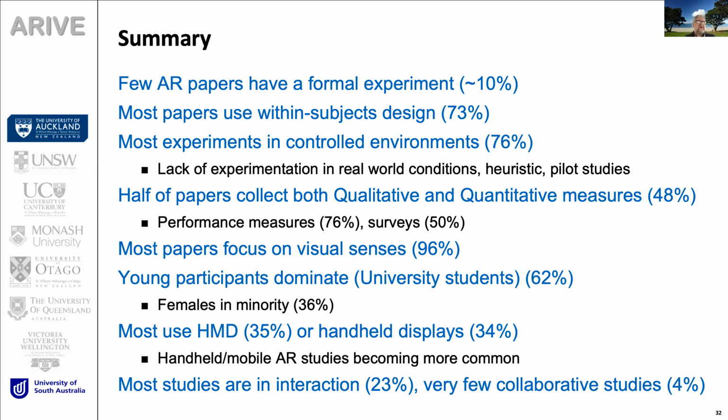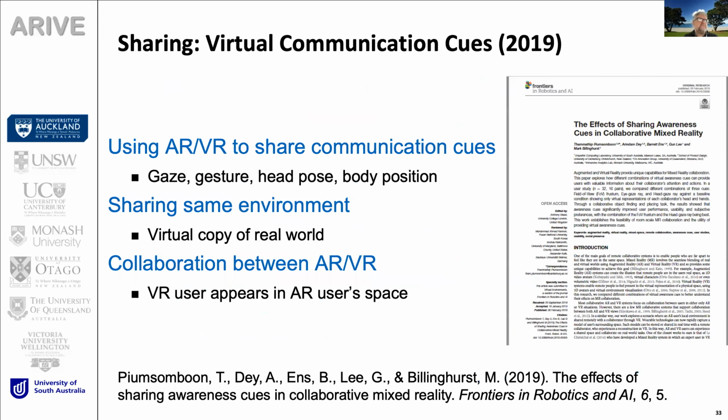So I want to talk now about some more recent work that I've done that are collaboration studies, and show some newer techniques we've used in those studies. So first of all, we wrote a paper a couple of years ago talking about using AR and VR to share communication cues between two people doing a collaboration task. So the basic idea was you had a person in the real world with an AR headset on, and they scanned their real environment and made a copy of it. And then a second person in VR in that environment helps them perform the task.